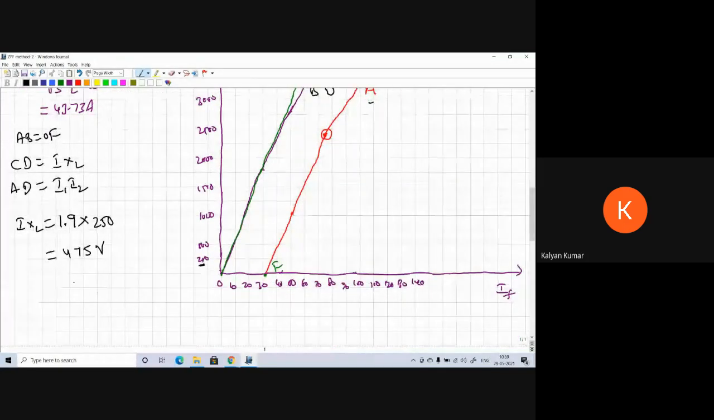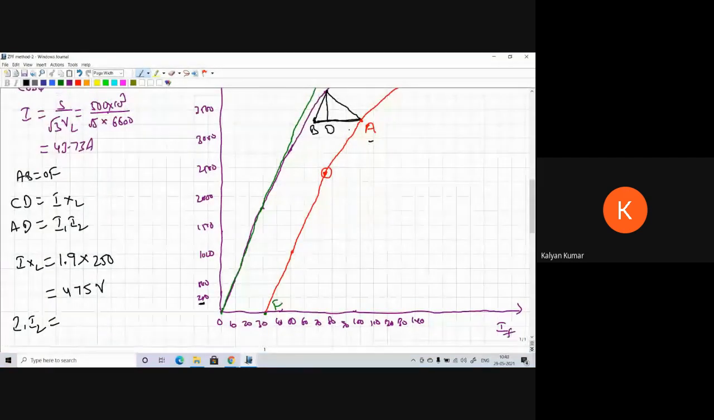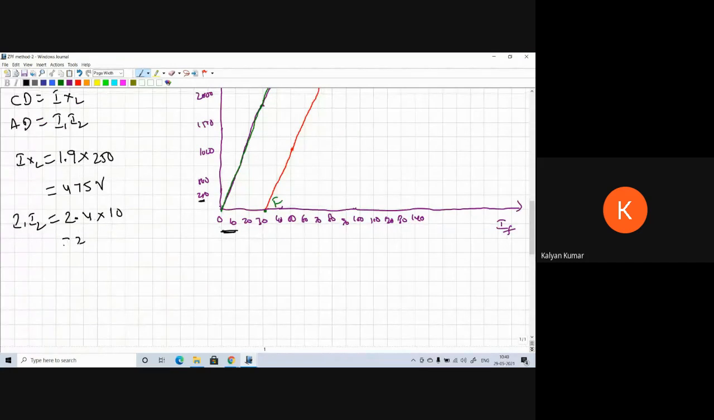Okay, next, how much did you get for I1 I2? The AD length, from A to D. 2.5, sir. I got 2.4. Okay, so 2.4 centimeters. We took each centimeter as 10 amps of current on the x-axis. So 2.4 into 10, so 24 amps. So from the characteristic curves we have to obtain the IXL value and the I1 I2 value.